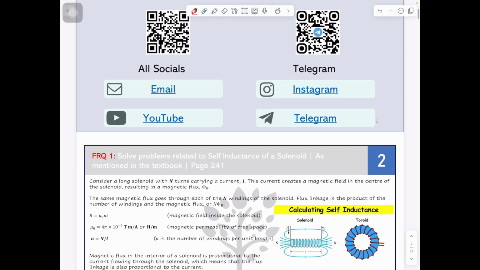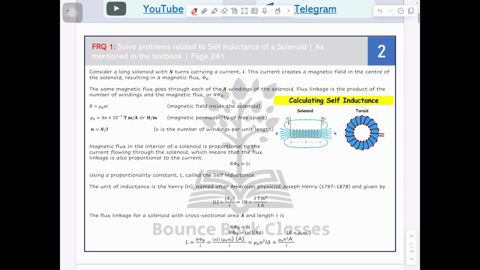Okay, and today I'm going to start with question number 1 of the writing part, because I know students are struggling more in the writing part as compared to MCQ. So let's start with question number 1: solve the problems related to self inductance of a solenoid.